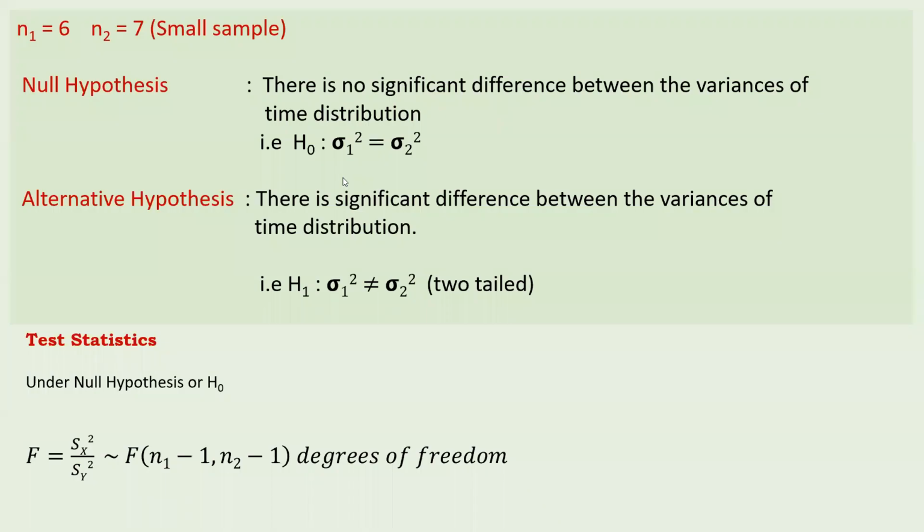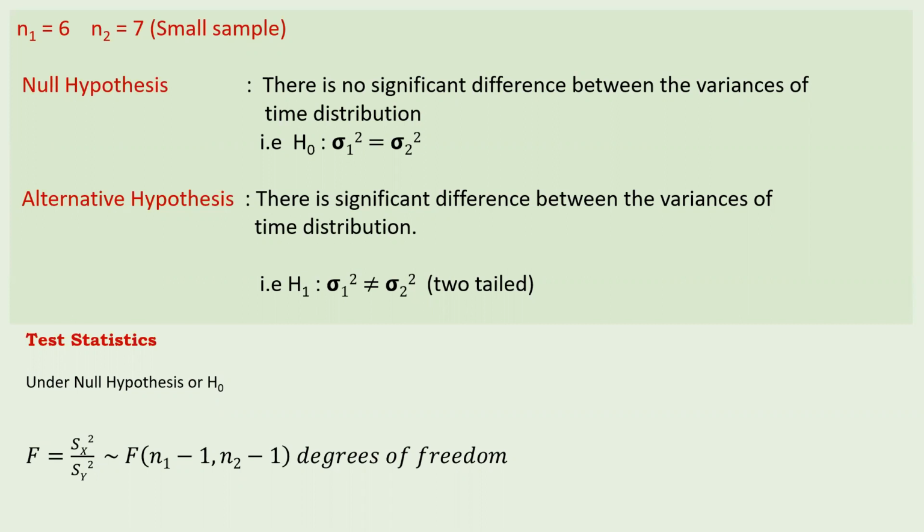And then we have to write the null hypothesis. So the null hypothesis for this problem will be: there is no significant difference between the variances of the time distribution. That is, sigma 1 square is equal to sigma 2 square. That is our null hypothesis. Then the alternative hypothesis will be: there is significant difference between the variances of time distribution. That is H1, such that sigma 1 square not equal to sigma 2 square. So this problem becomes again a two-tailed test.